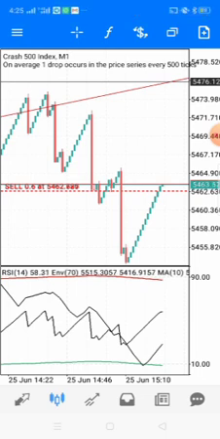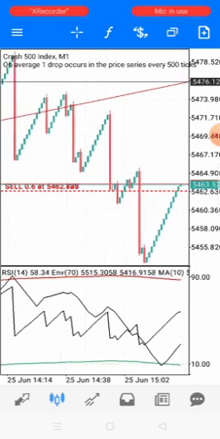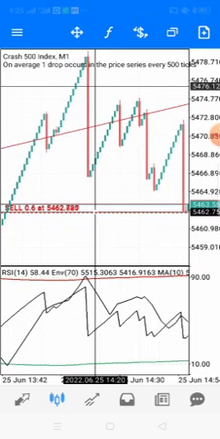All right, so when you are at that area, you want to be seeing stuff like this. This would have been a perfect place to enter this trade.